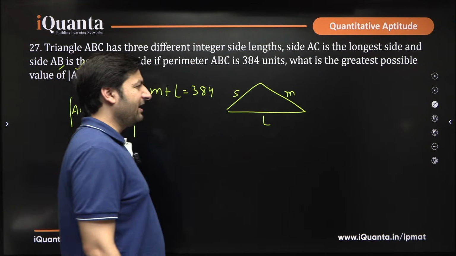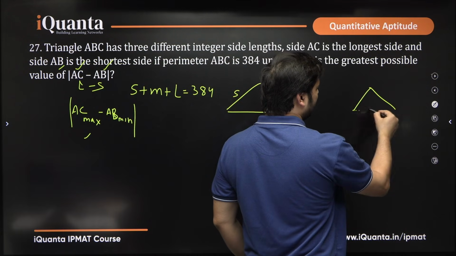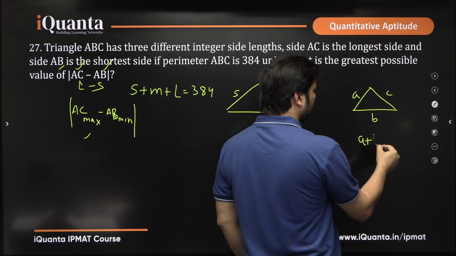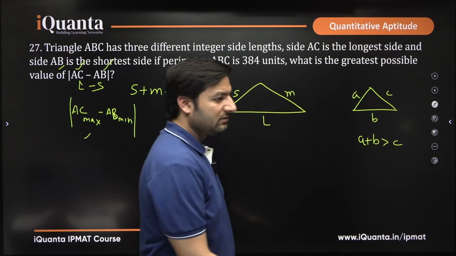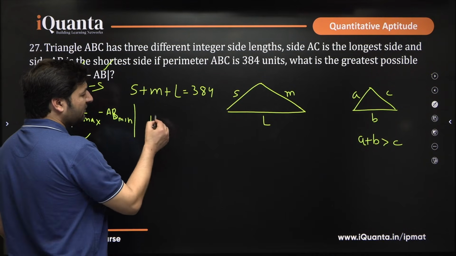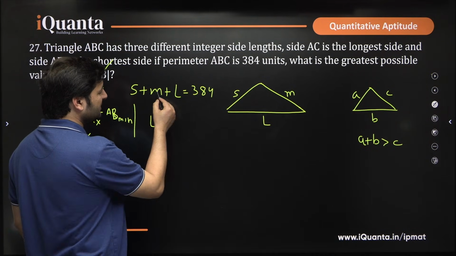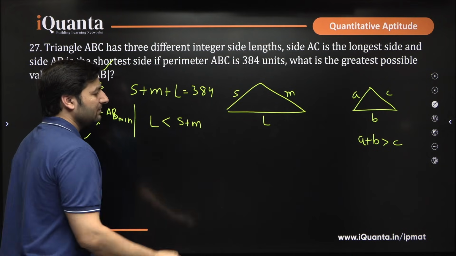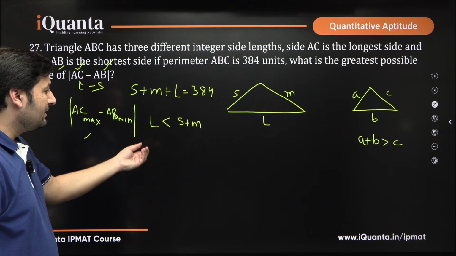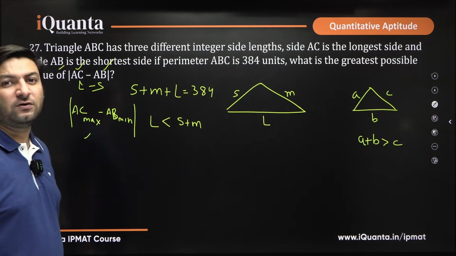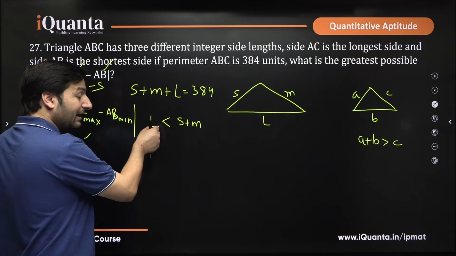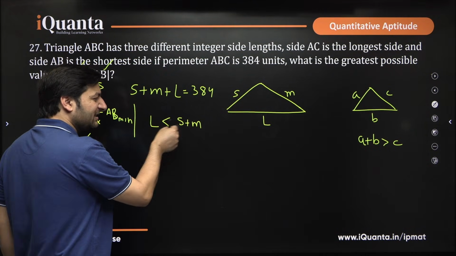Now, you know that in a triangle there is an inequality, right? I hope you remember the triangle inequality. There is A, B, C. If these are the three sides of the triangle, then sum of lengths of any two sides should be greater than the third side. You remember this, isn't it? So, my length of the longest side should be just smaller than the sum of the other two sides, yes or no? L should be smaller than S plus M. So, if we want the largest value possible for L, which is the longest side, it should be just less than S plus M.